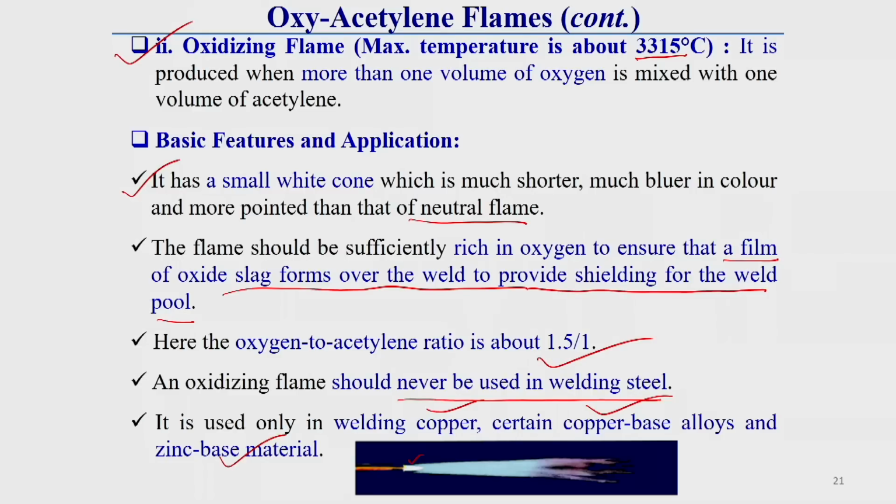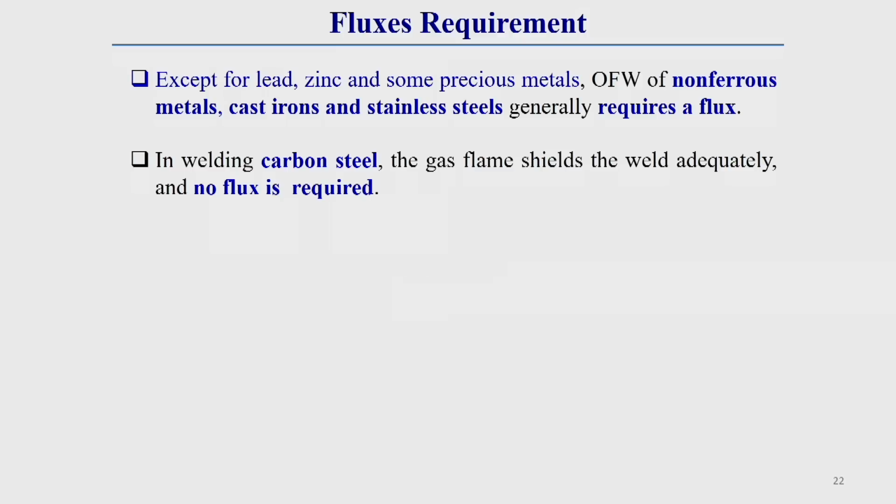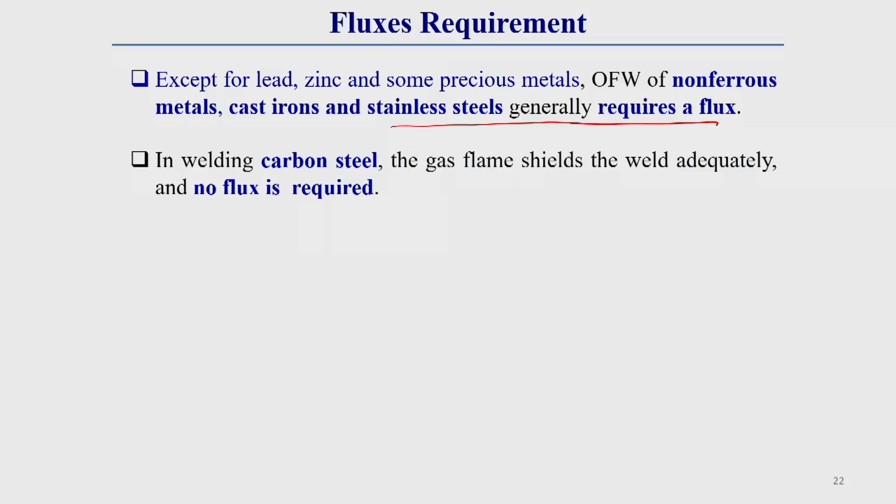For copper and certain copper based alloys, this oxidizing flame gives good characteristic welds. Now, the flux requirement. Sometimes flux is also required in oxy-fuel welding, except for lead, zinc and some precious metals. Oxy-fuel welding of non-ferrous metals, cast iron and stainless steel requires a flux. In welding carbon steel, the gas flame shields the weld adequately, that is why flux is not required for carbon steel, but flux is required for cast iron and stainless steel.